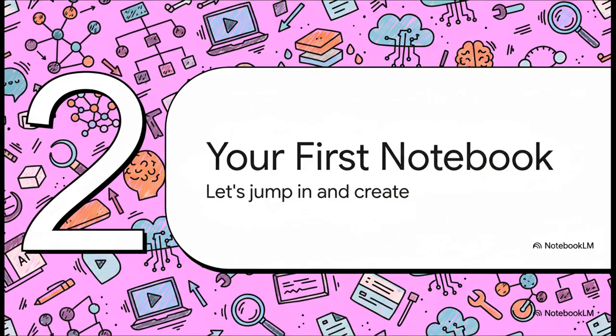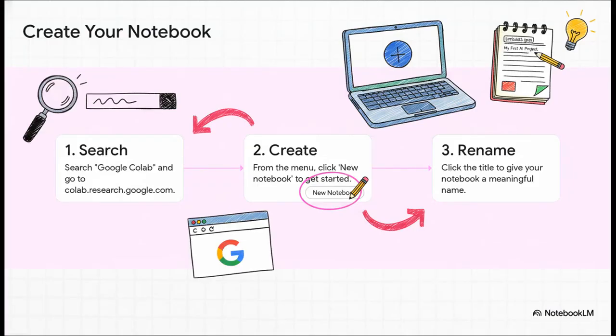Okay, that is enough talk. Let's actually get our hands dirty and make our first notebook right now. Getting started is so simple. Just pop open your browser, search for Google Colab, and go to the website. You'll see a button that says New Notebook. Just click that, and boom, you're in. Now, the very first thing you should do is go to the top, click on the title where it says something like Untitled, and give it a real name, maybe something like My First AI Project.